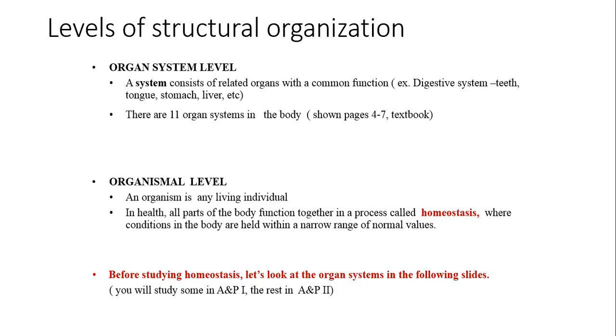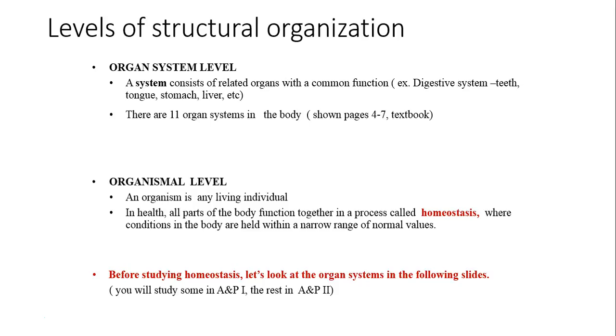There are 11 organ systems in the body, and these are shown on pages 4 through 7 in your textbook. We'll study some of these in A&P 1 and some of these in A&P 2. And so our organ systems will then interact to form a functioning, living organism. So an organism is any living individual, and of course, we are made of many cells, so we're multicellular. Some organisms consist of only one cell. They would be called unicellular.